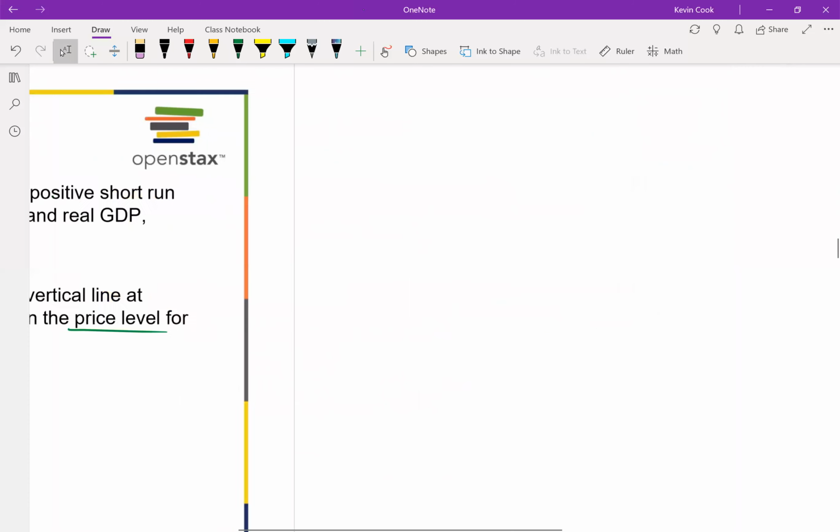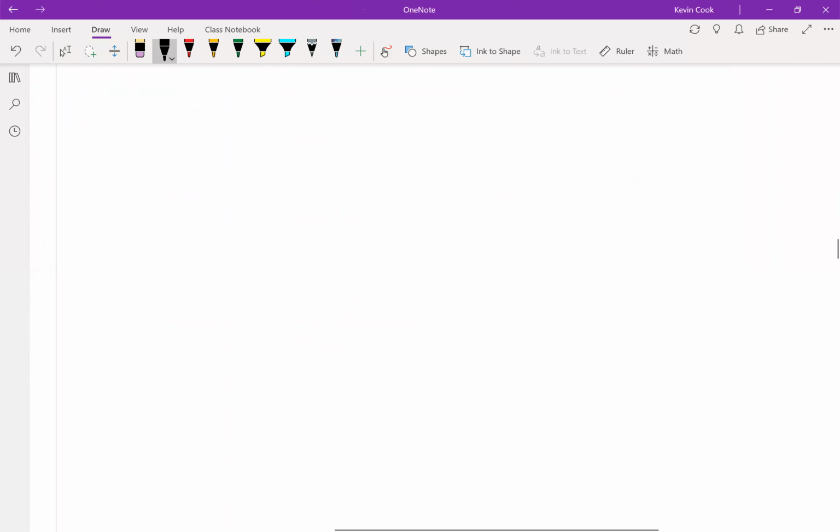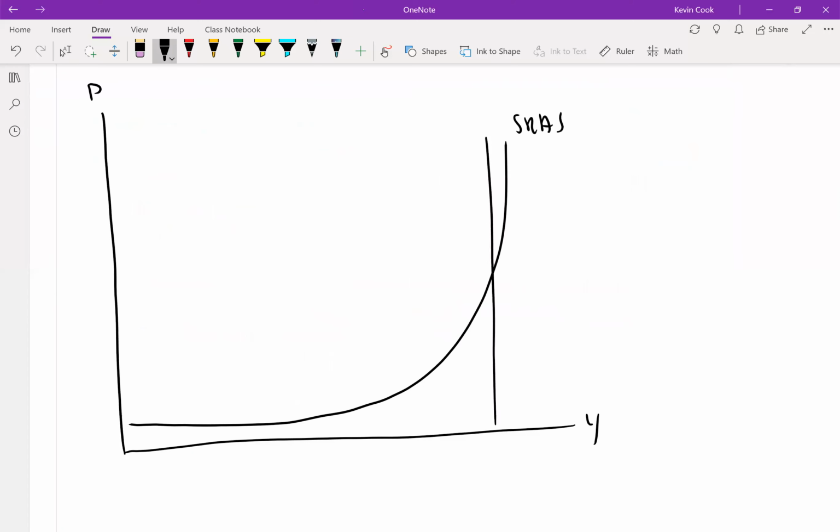So when we put all of these together, what we end up seeing is a graph that looks something like this. Again, we have price level and output. We have our short run aggregate supply. We have our long run aggregate supply. We'll have aggregate demand come in somewhere around here. That's really what we see happening.